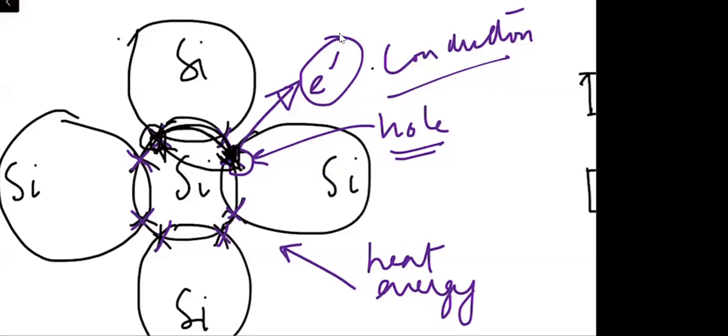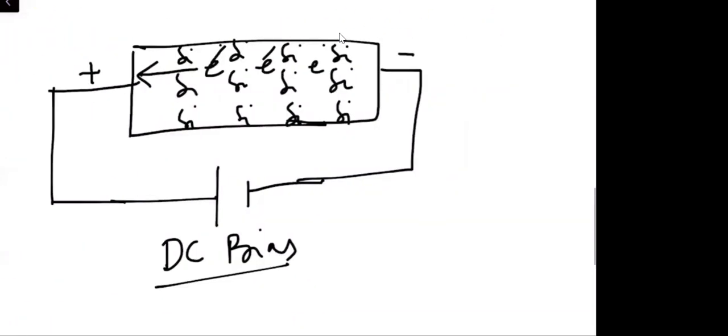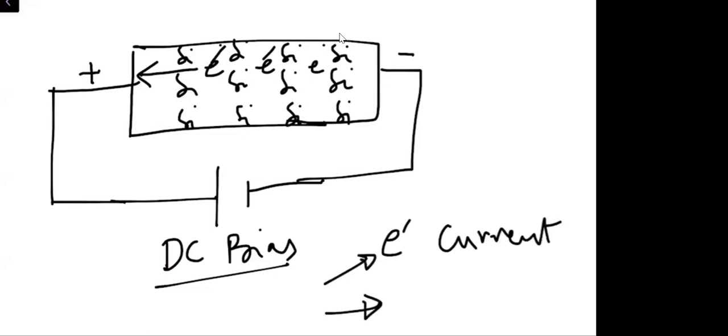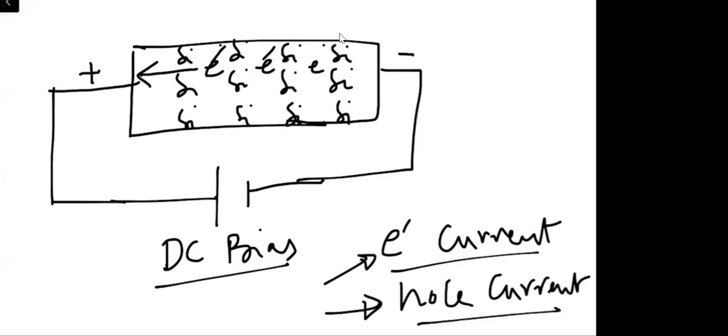So whenever we have a pure semiconductor, one current is flowing in the conduction band, the other current is flowing in the valence band. In the conduction band, the current which flows is called the electron current, right? And the current which flows in the valence band is called the hole current, which is due to the movement of the holes inside the valence band, right? Are you with me? Any question?